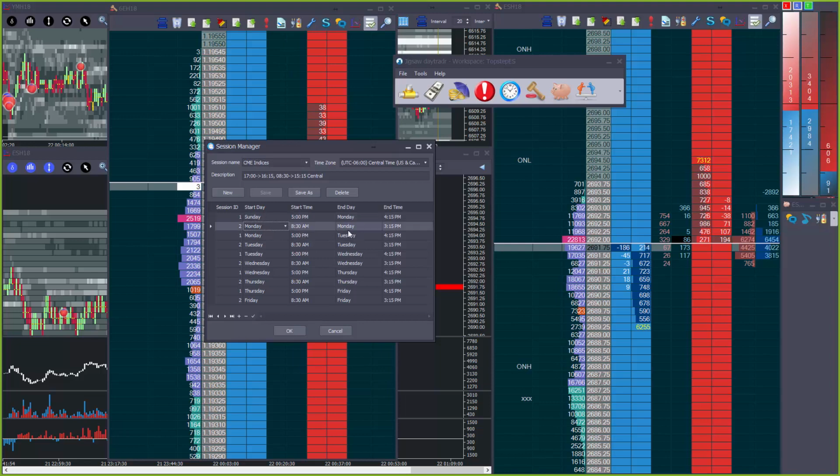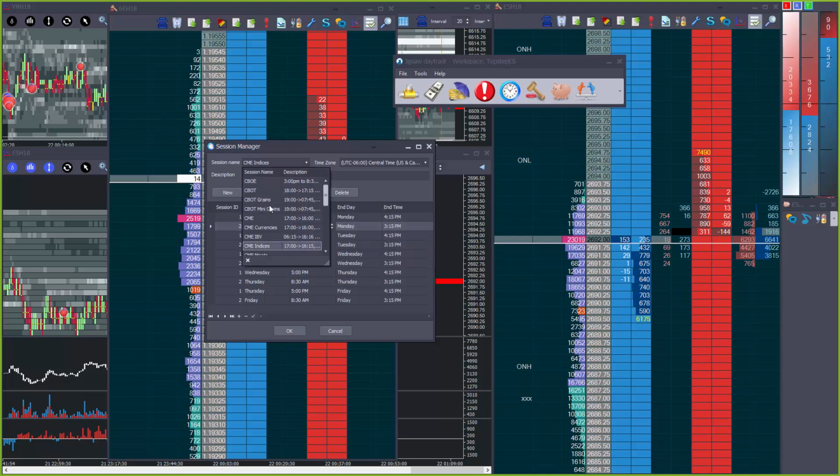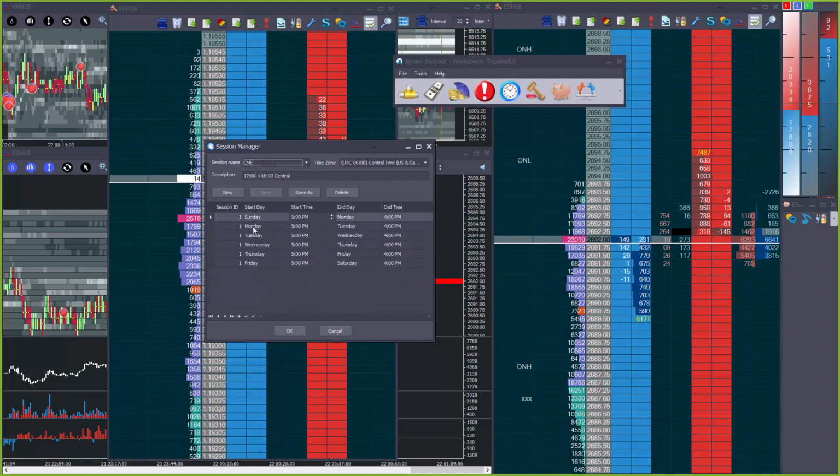Now, you could say, well, there's no real pit for the CME indices now. Basically, there's still a whole bunch of traders that come into the market at 8:30 a.m. Central or 9:30 Eastern, which is when the stock market opens. But basically, the only reason you need this set up is that when it builds the volume profile, it's going to look at the session start time to figure out how far to go back when building the volume profile. So if I chose just CME, in this case, it would go back to Wednesday, 5 p.m.